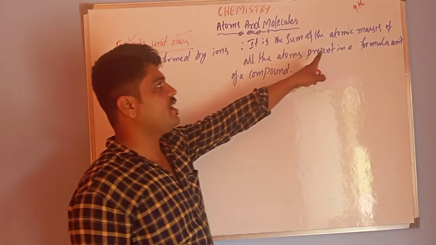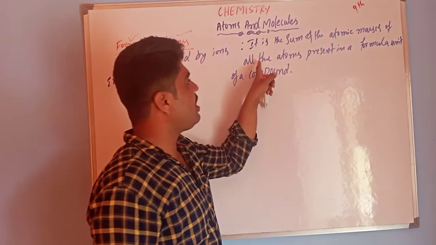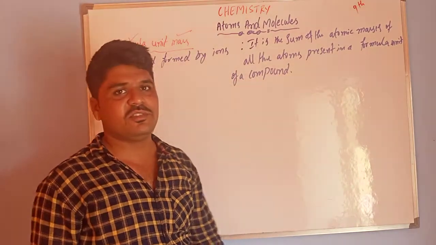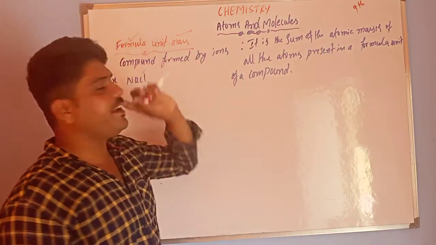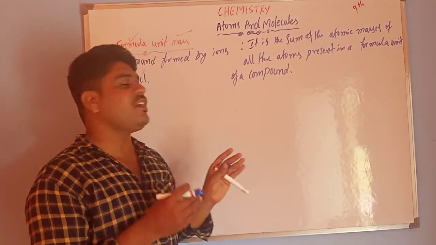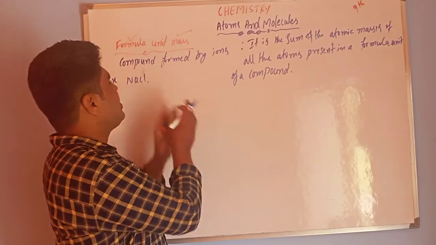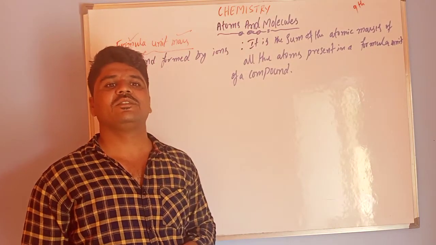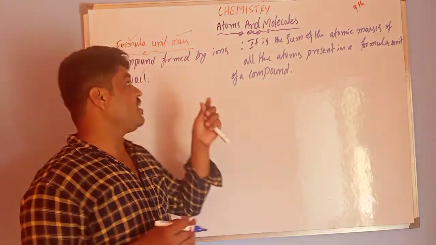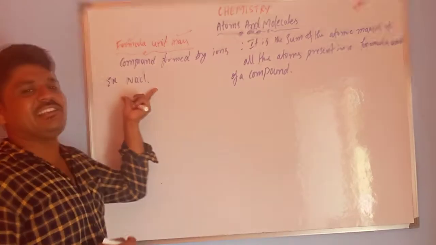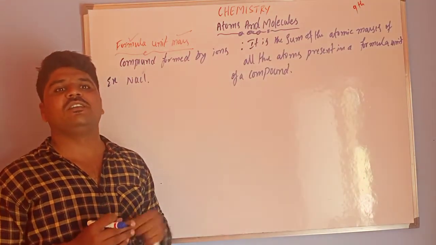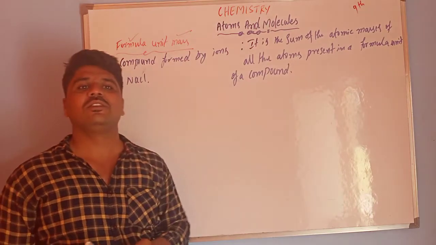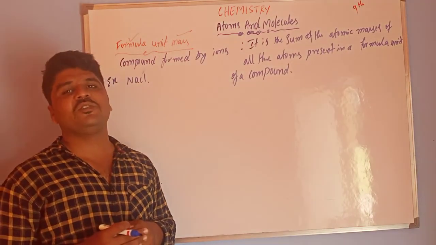So it is the sum of the atomic masses of all the atoms present in a formula unit of a compound. This is formula unit mass. In the same way, we have to find the formula unit mass of a compound. For example, I am taking sodium chloride. Its chemical formula is NaCl. For this formula, we have to find the formula unit mass.